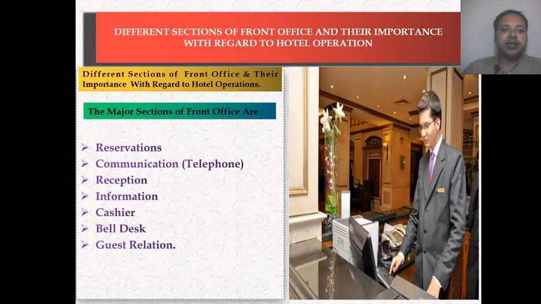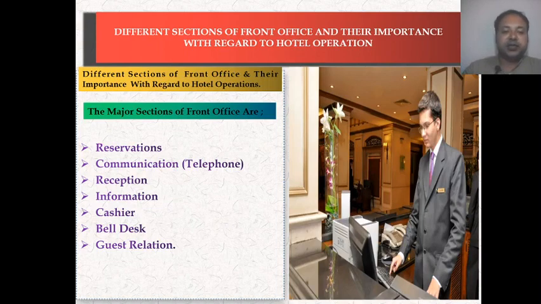And similarly, if we see the different sections of front office and their importance with regard to the hotel operations, as I said earlier, front office is the mirror of a hotel, and they basically create the first impression of the hotel. So they have to be very strategic when they are making a reservation or confirming their reservation over phone or over email, making the guaranteed reservation, non-guaranteed reservation, and so on. If we see here stated some points like the major sections of front office.